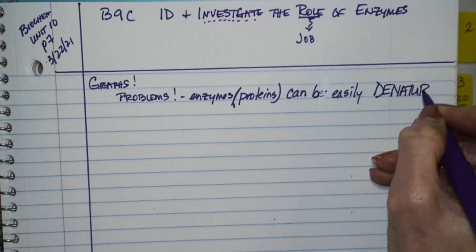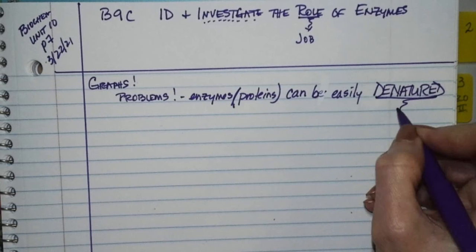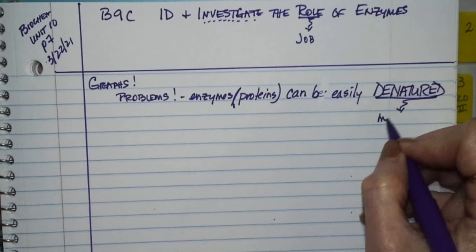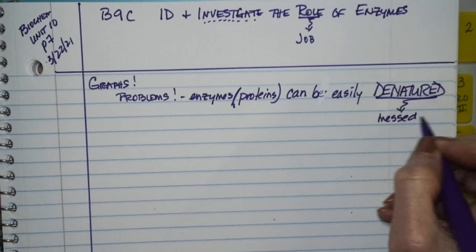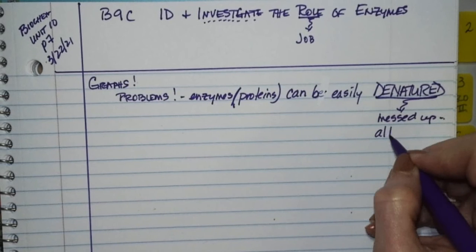And denatured means you mess up the shape. So it's messed up, or you have an altered shape. And if you mess up the shape, it doesn't work right anymore.